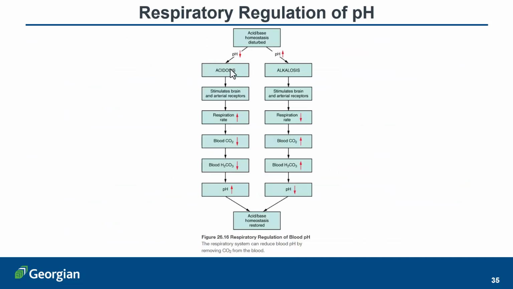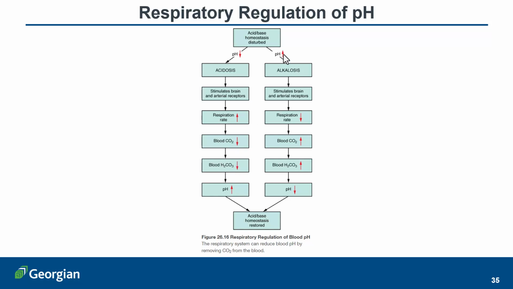When pH decreases, that's acidosis due to a buildup in CO2 concentration. That's going to stimulate the peripheral and central chemoreceptors to increase the respiratory rate by stimulating the respiratory centers in the brainstem. More CO2 is going to be excreted out. Blood CO2 concentration is going to decrease. pH is going to increase. We'll look at the role of bicarbonate later on.